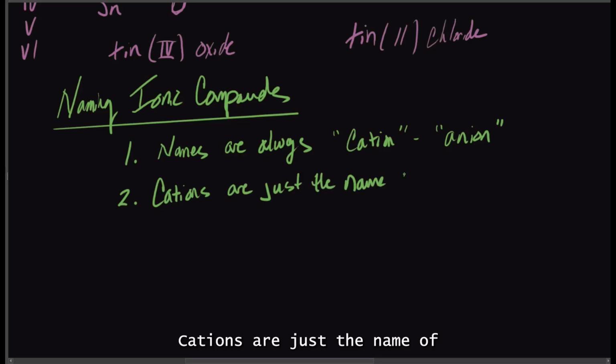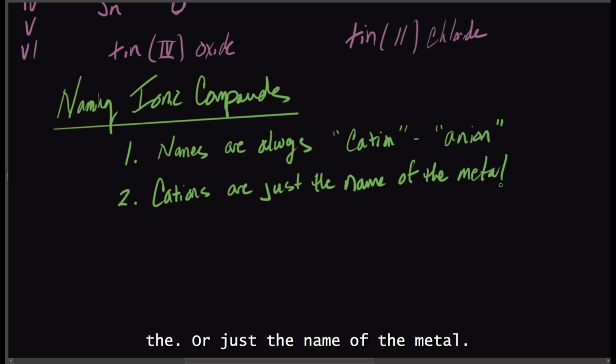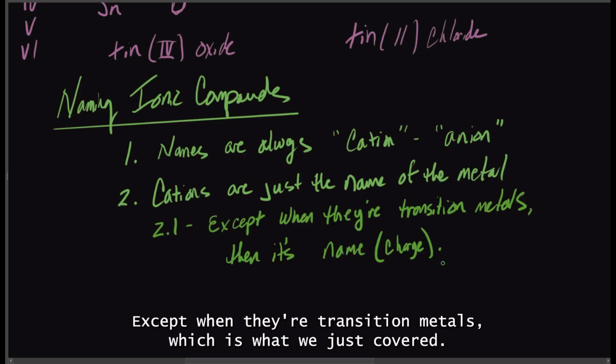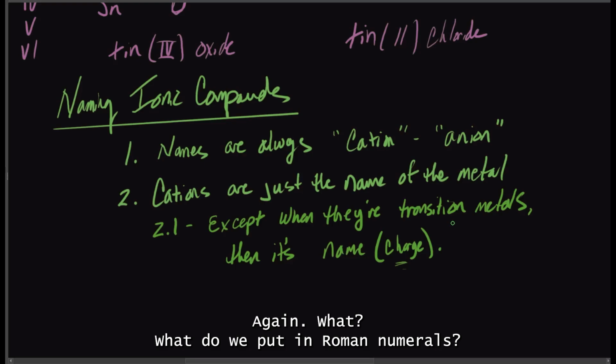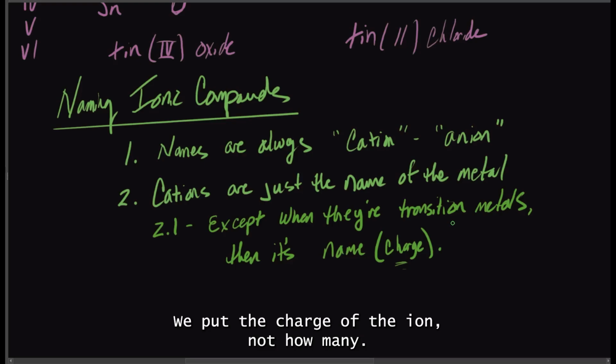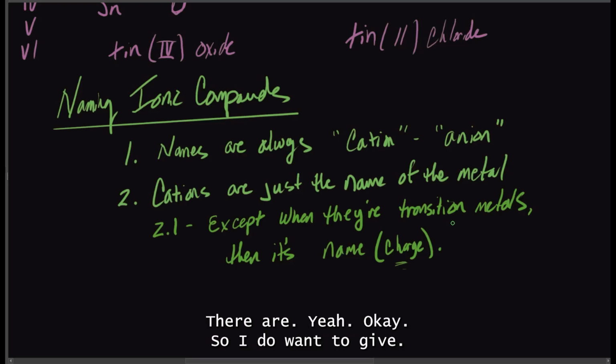Cations are just the name of the metal, except when they're transition metals, which is what we just covered. Then they are the name and the charge in Roman numerals. Again, what do we put in Roman numerals? We put the charge of the ion, not how many there are.